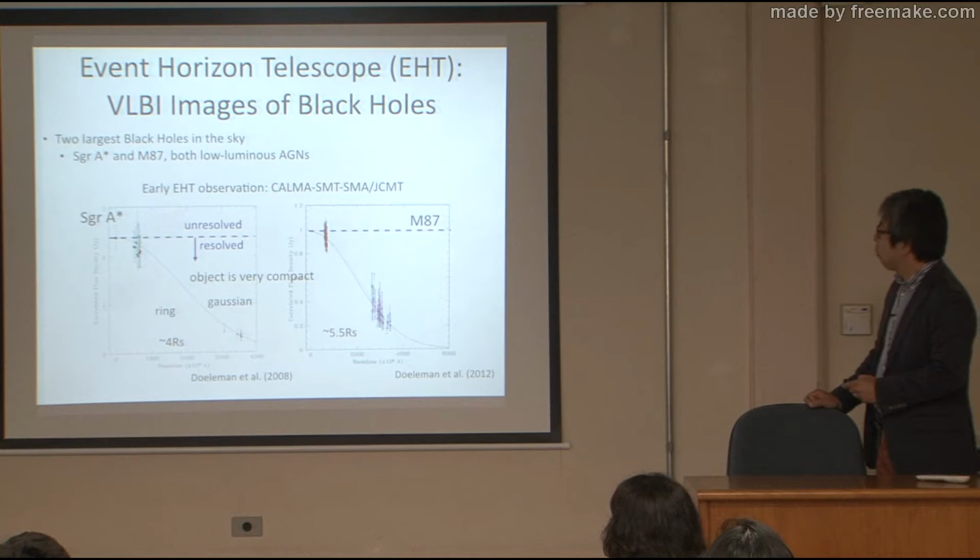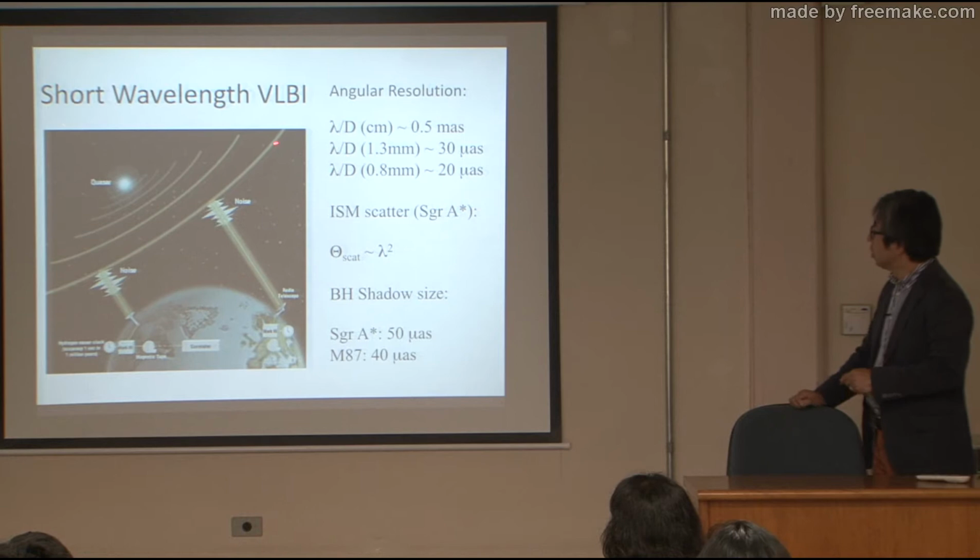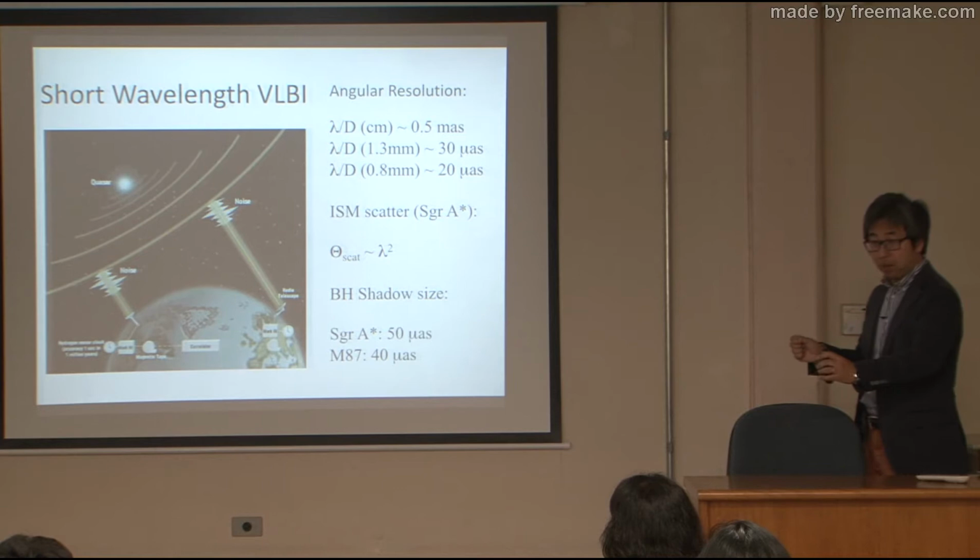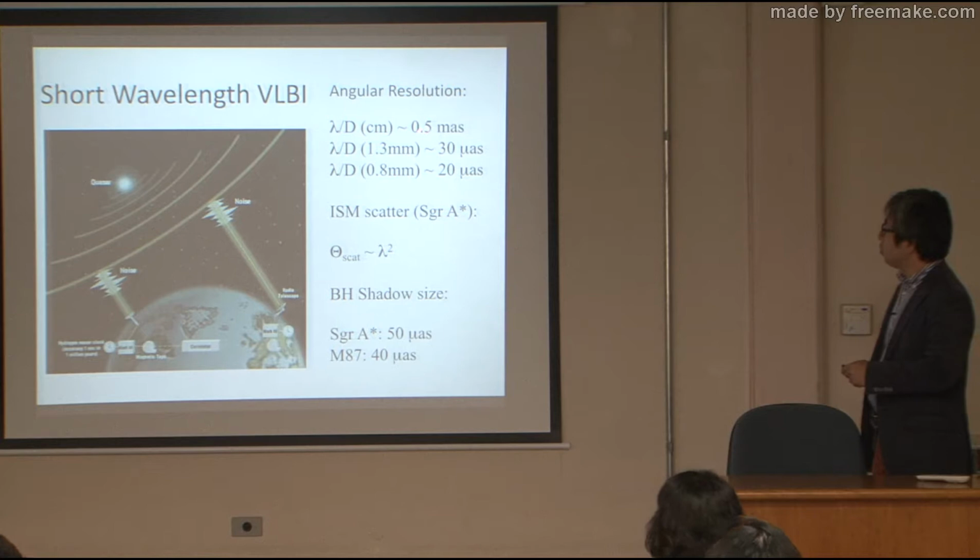So this is why we are going for the shortest wavelengths. The angular resolution is roughly the wavelength over the baseline, the distance up to each antenna of the telescope. If you think about a centimeter, this comes to around 0.5 milliarcsecond.